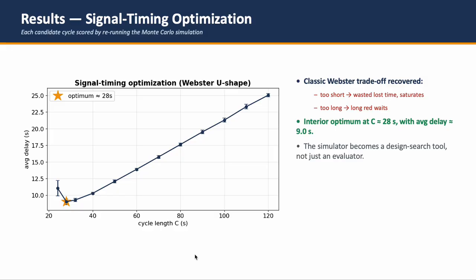If the cycle is too short, you waste too much time on startup and lost time, and the intersection saturates. That's the left side shooting up. If it's too long, drivers just sit through long reds, the right side climbing. The sweet spot is an interior optimum around a 28-second cycle, or roughly 9 seconds of delay. The key point is that the simulator isn't just evaluating one design, it's searching for the best one.